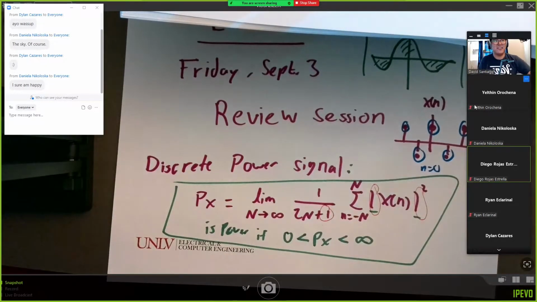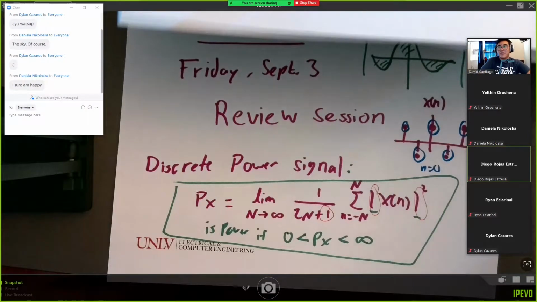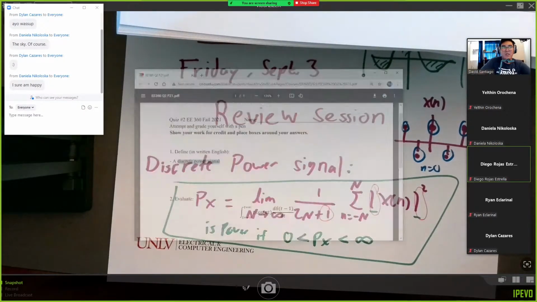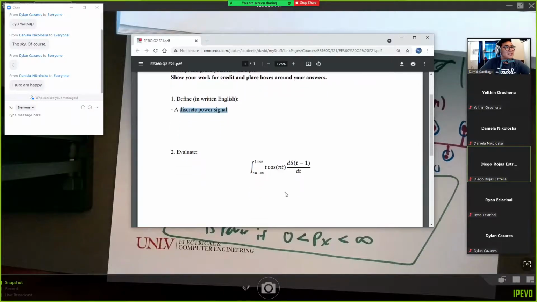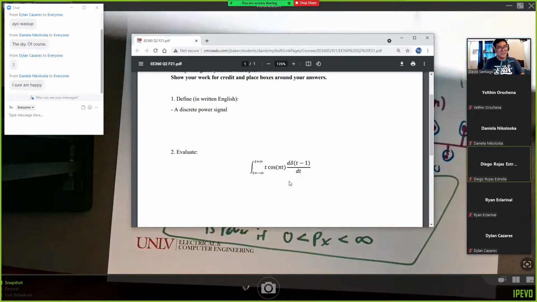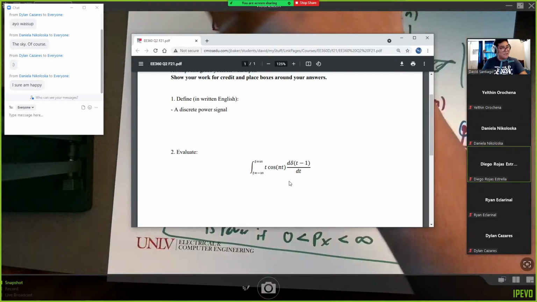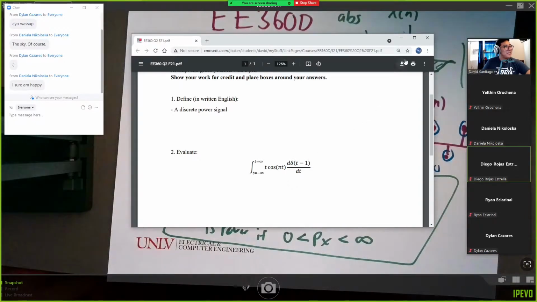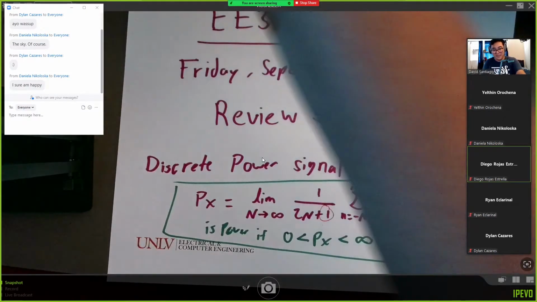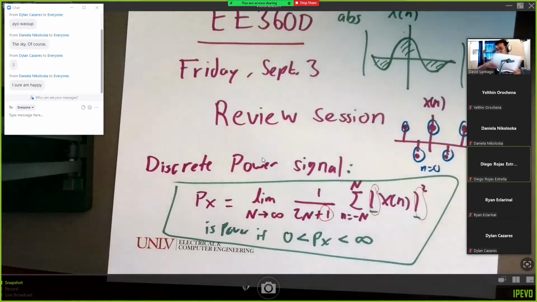So now the next thing I want to lead everyone into is the following. The other thing I put on your little quizzy is how to evaluate something. This is something he might also throw at you. So let me get to that one. Actually, should I go over this one? Actually, let me go more in depth into what a power signal is before I talk about the quiz.